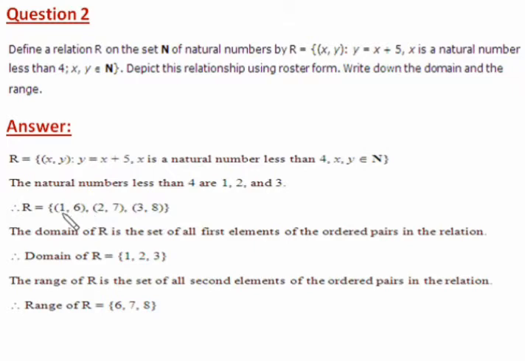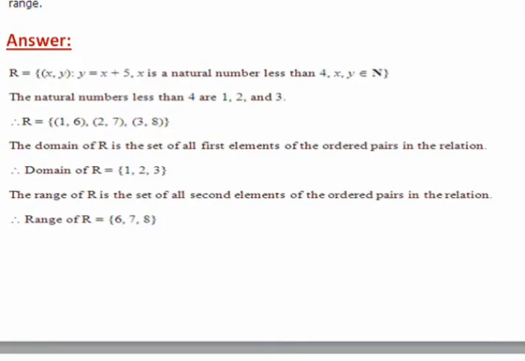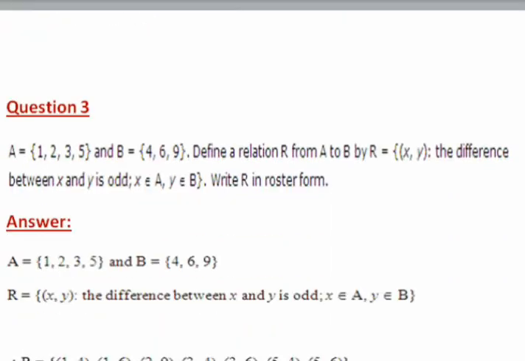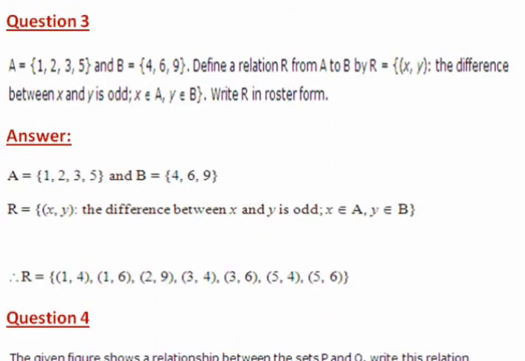Now what is its domain? {1, 2, 3} is its domain, and what is its range? {6, 7, 8} is its range. By this way we find the range and domain or codomain. Now see the third question of it.